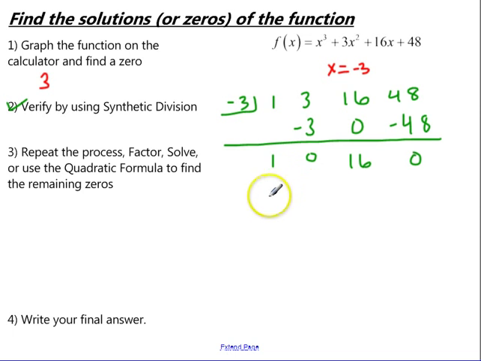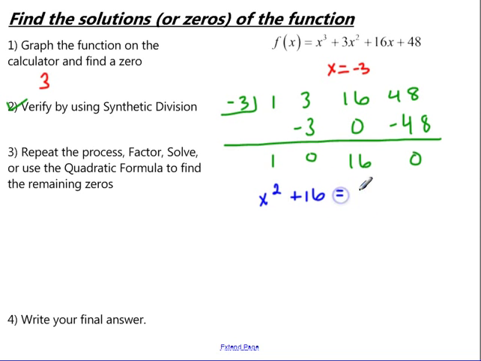So let's go ahead and write our function. Our remaining function is going to be x squared plus 16. Remember that 0 says we don't have an x term. Now, we only have 2 terms, and they're both perfect squares, but because we have a plus sign, we can't use difference of squares. So this one, it's actually going to be easier if we use square root method.